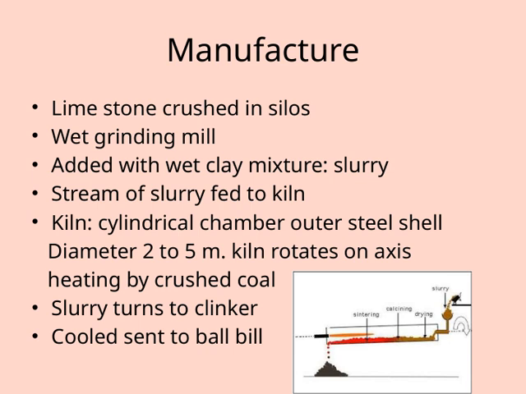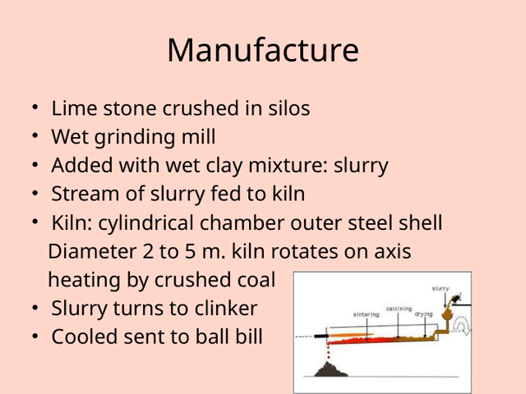The kiln itself is a cylindrical chamber with an outer steel shell, usually between 2 to 5 meters in diameter, and it rotates on its axis. This rotation ensures even heating and mixing. The kiln is heated by crushed coal, which provides the necessary energy for the process.